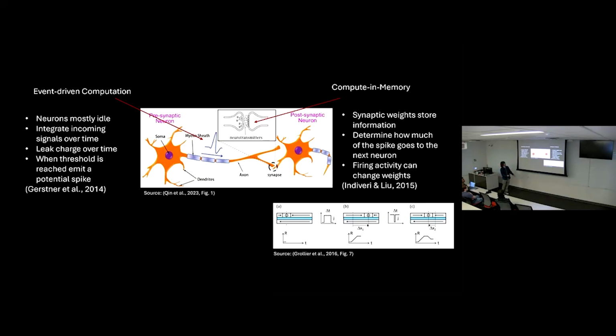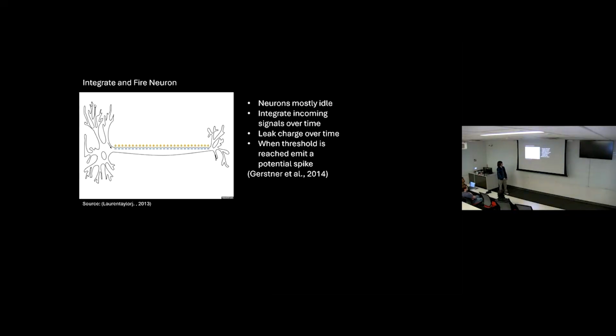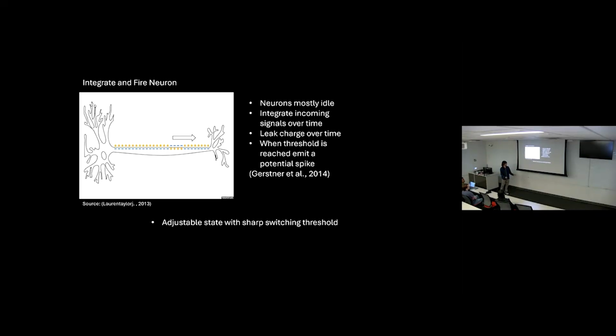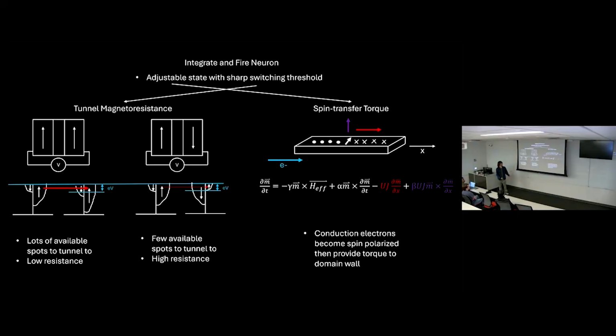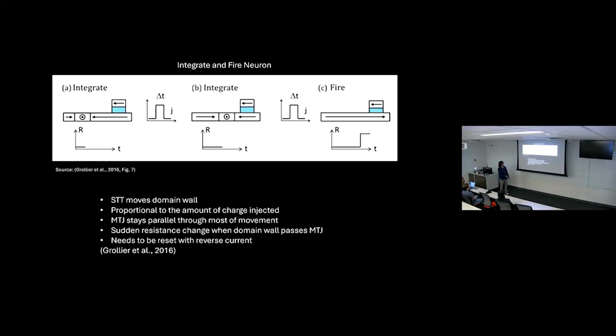And then for integrate and fire, we want something that emulates that. So we need an adjustable state with a sharp switching threshold. For the adjustable state, we can use the spin transfer torque again. And for the sharp switching threshold, we can use tunnel magnetoresistance. We get a device like this.